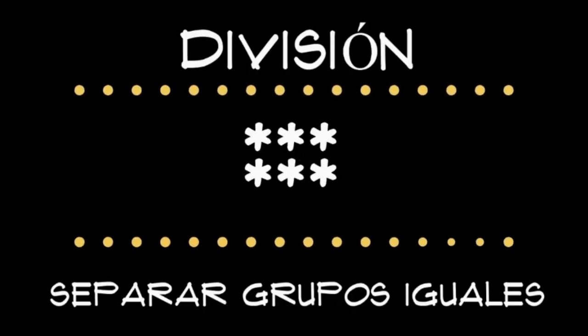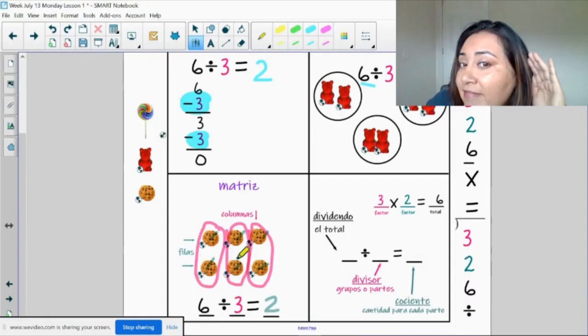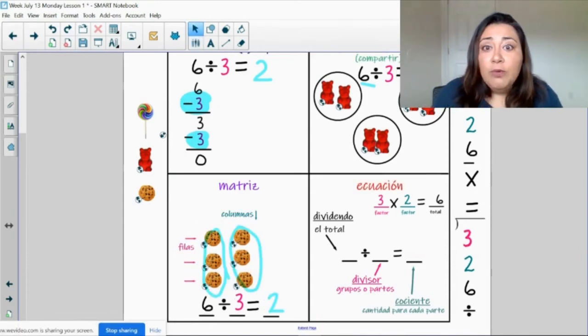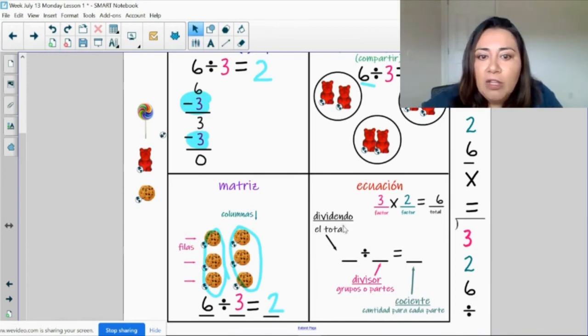División, separar en grupos iguales. Ok, vamos a ver. Otra vez, una ecuación. Les dije que era muy similar a la multiplicación. Entonces, tomando el mismo ejemplo de 3 por 2 es igual a 6, sabemos que el total, la cantidad con la que empezamos, se llama dividendo. ¿Pueden decir esa palabra? Dividendo.